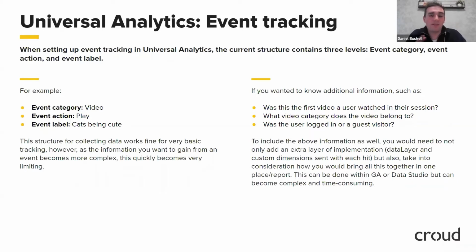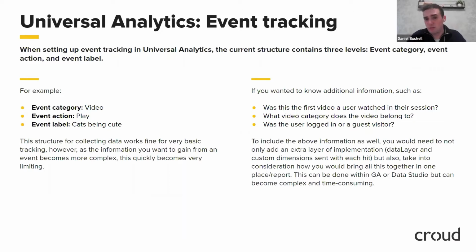However, as the information you're going to want to gain from analytics becomes more complex, this structure becomes really limited. So if we take that example I've just given, imagine if I wanted to know, was this the first video somebody watched? What video category did the video belong to? Was the person who watched the video a user who's logged in or a guest visitor? So to include the above information, I'd need to not only do that extra bit of implementation with regards to the data layer and maybe send some custom dimensions, but I'm also going to have to take time to think about how I am going to bring this all together in one place or report so I don't have to click in all these different places in analytics to find this information.